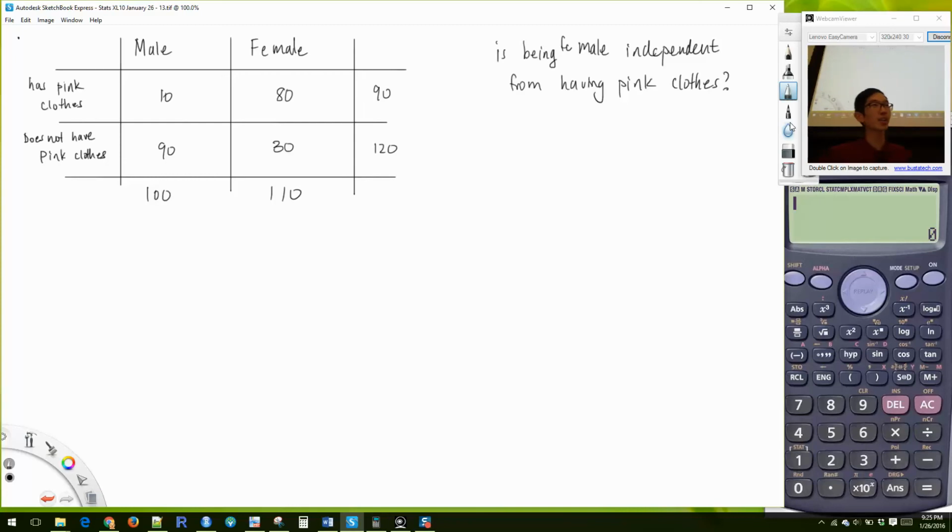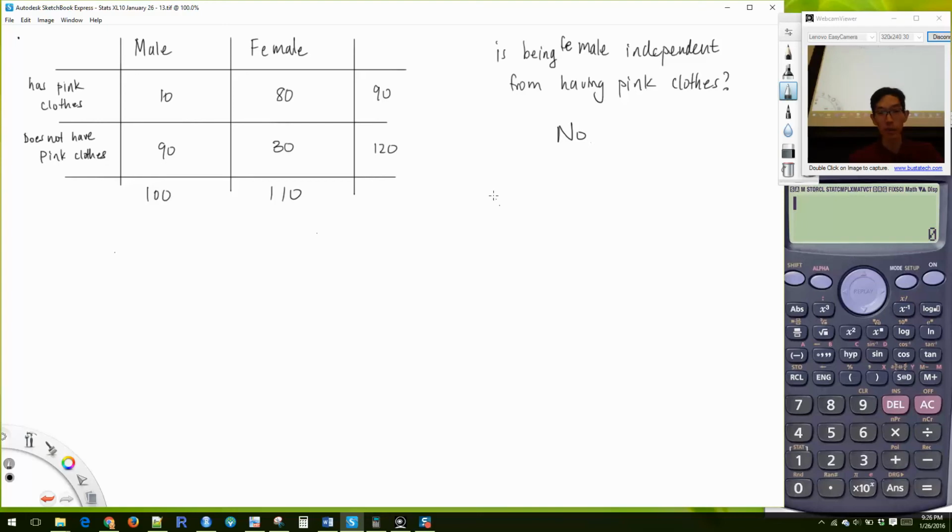Or on the converse, just imagine you peek in a drawer and you don't actually see the actual clothes, but you say, oh, there's some pink clothes in here. Do you think the owner of this drawer is more likely to be male or more likely to be female? More likely to be female, right? So the answer here is, being female is not independent from having pink clothes. They are not independent.